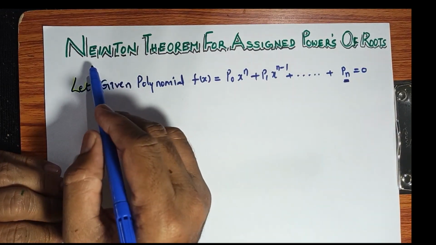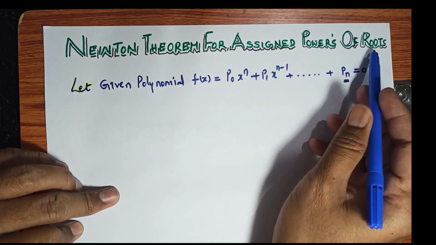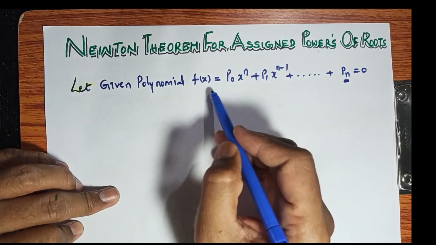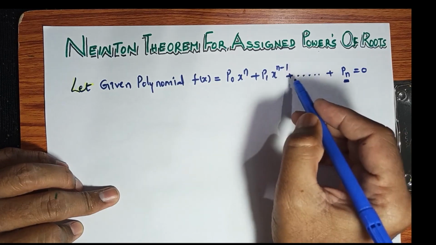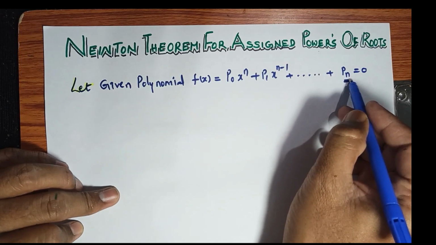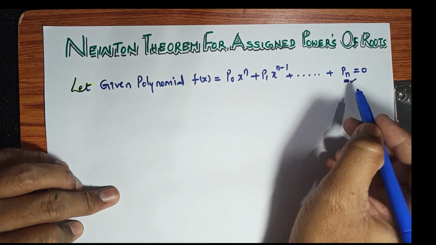Hello, now we can discuss Newton's theorem for assigned powers of roots. Let the given polynomial be f of x equal to p0 x power n plus p1 x power n minus 1 and so on up to pn. Every polynomial ends with a constant. Now the constant is pn. Okay.